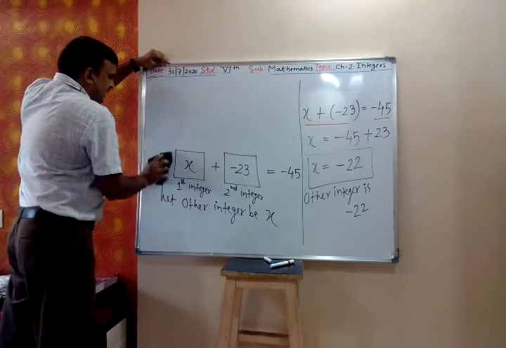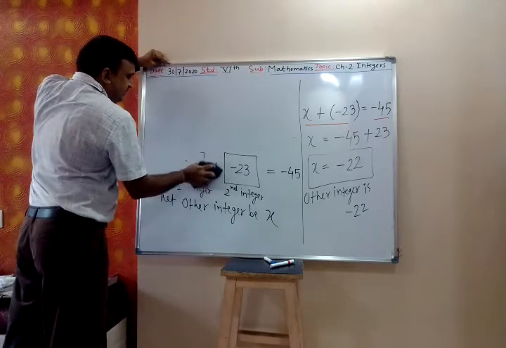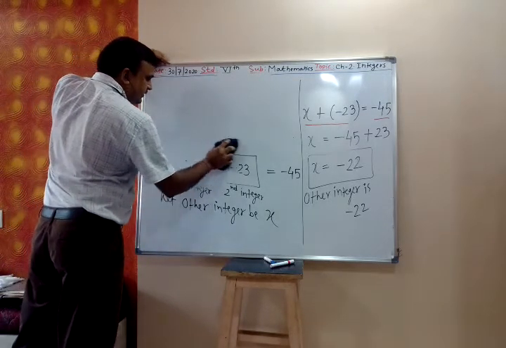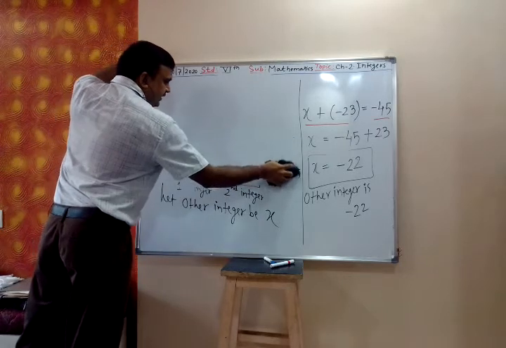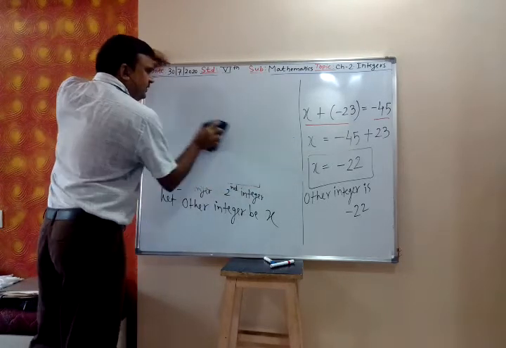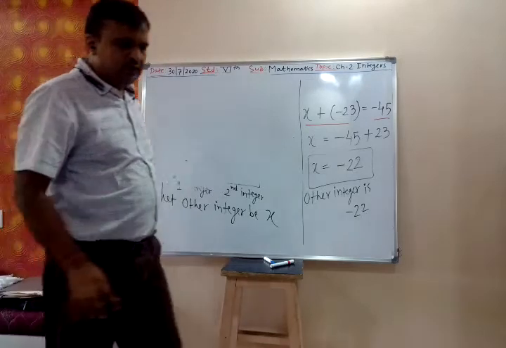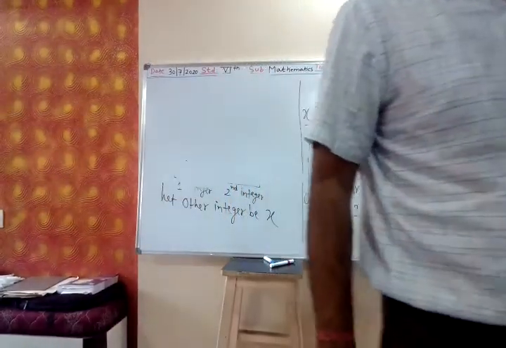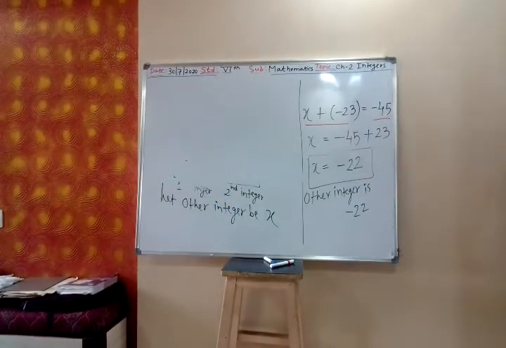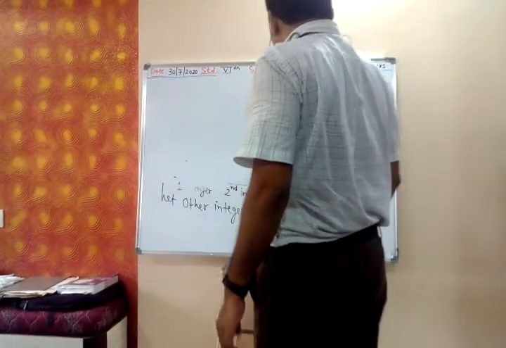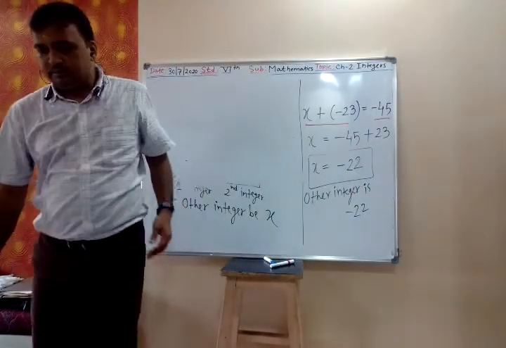So this type of problem, why I said important, because: sum of two integers is minus 45, one of the integers is minus 23, find the other integer. Other integer is minus 22.